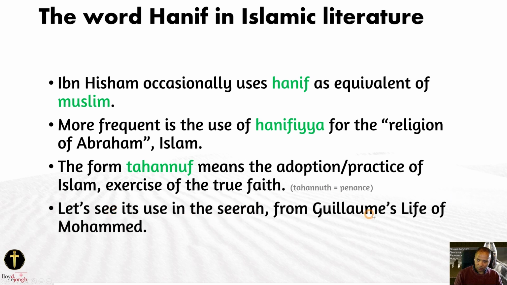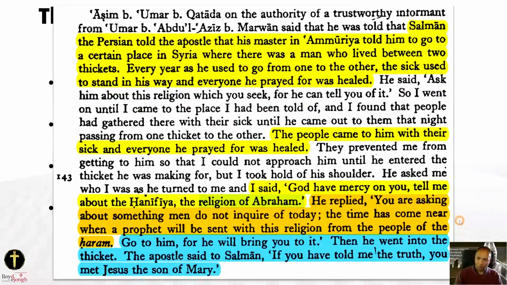So let's see its use in the Sirah from Guillaume's Life of Muhammad. Salman the Persian told the apostle that his master in Amuria told him to go to a certain place in Syria where there was a man who lived between two thickets. Every year, as he used to go from one to the other, the sick used to stand in his way and everyone he prayed for was healed. That's a very Christian idea of the miracles, right? Miracle working healer. And I said, Allah have mercy on you. Tell me about the Hanafiya, the religion of Abraham.